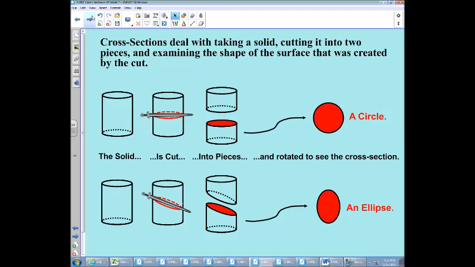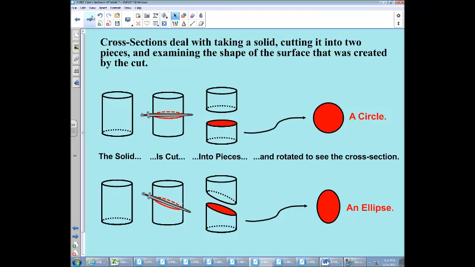Okay, which is, if you took an apple or something like that and took a knife and cut it and then picked up half of the apple and looked at the inside of the apple, the part that you just cut open, what type of a shape is it? It's the same idea with cross-sections, and we started off by talking about this little cylinder here.